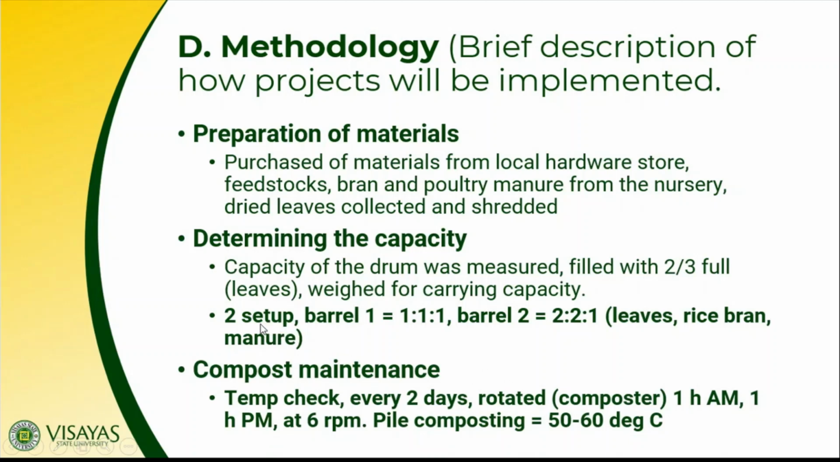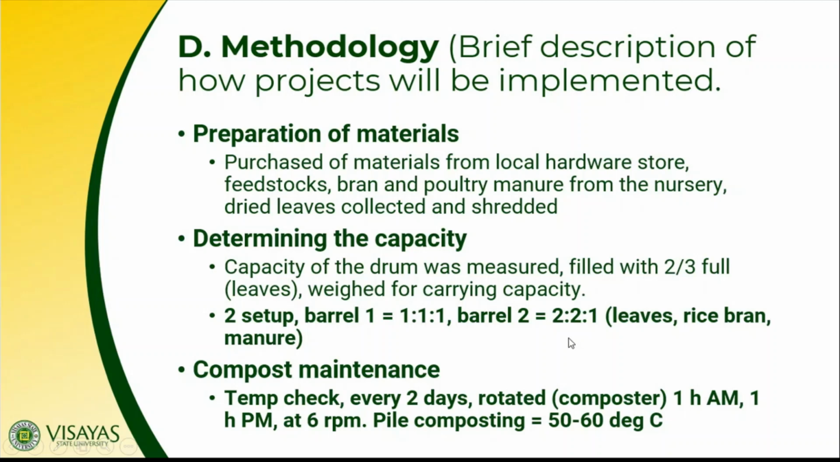The setup: if you notice in the diagram earlier, two drums were prepared, so two setups in one barrel. The ratio is 1:1:1 for leaves, rice bran, and manure. The other barrel is 2:2:1.